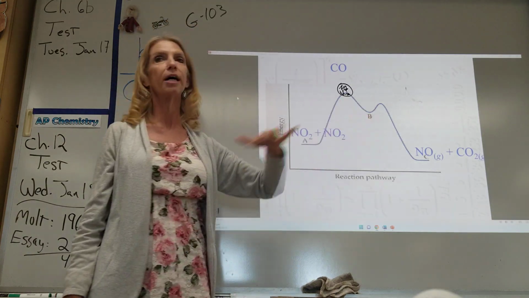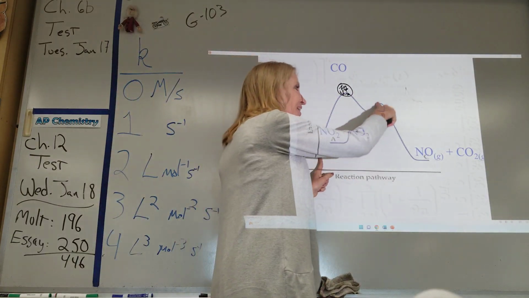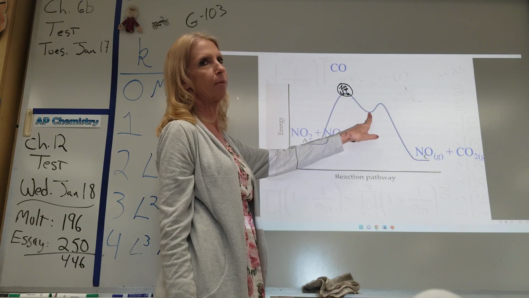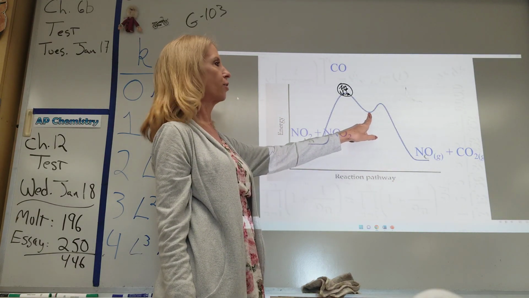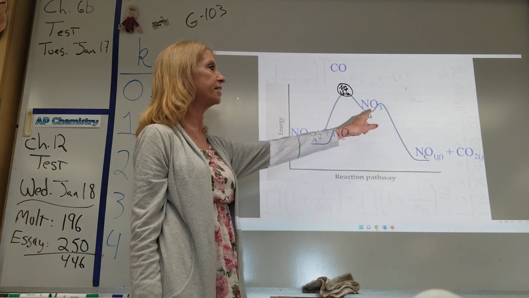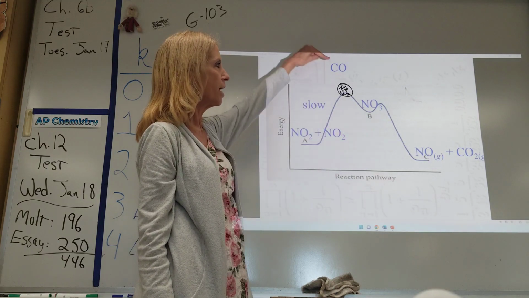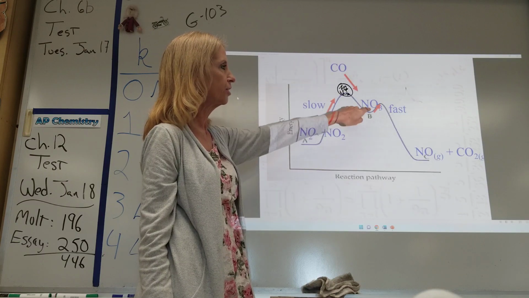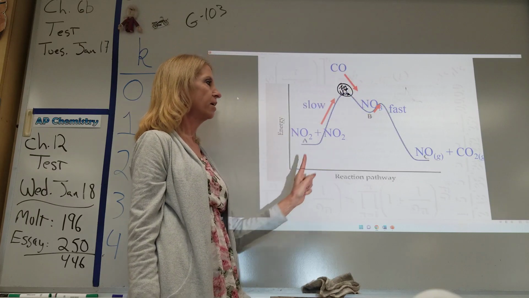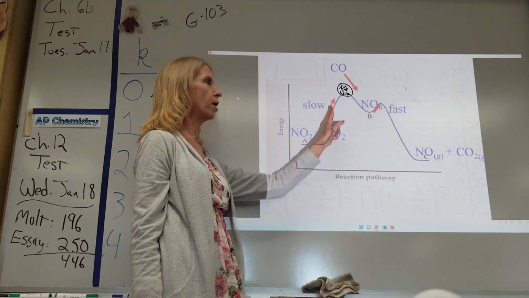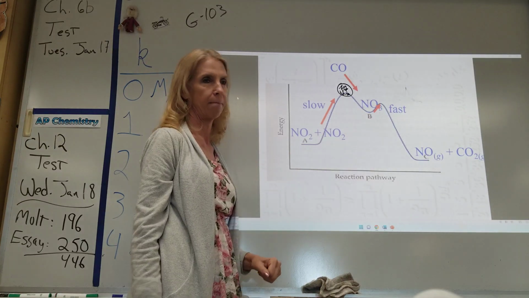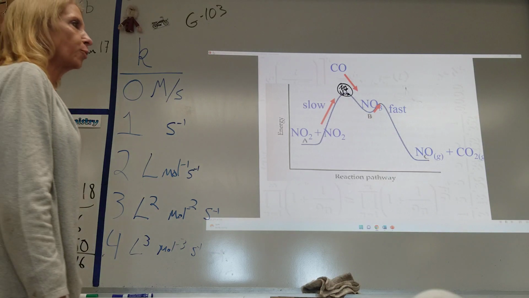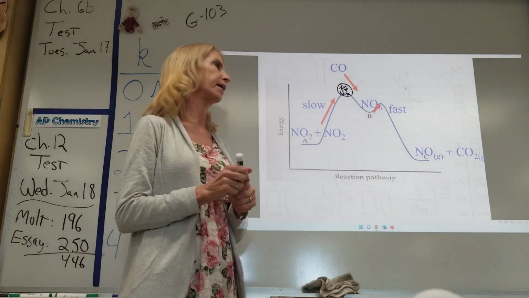Now, in this valley, you guys have never seen an energy barrier with a valley like that. So in that valley is your intermediate. Who is the intermediate? Look up above or on the other page. It's NO3. NO3, this is step number 2. Draw an arrow from carbon monoxide to your intermediate. That's your second collision. This is the slow step. This is the fast step.